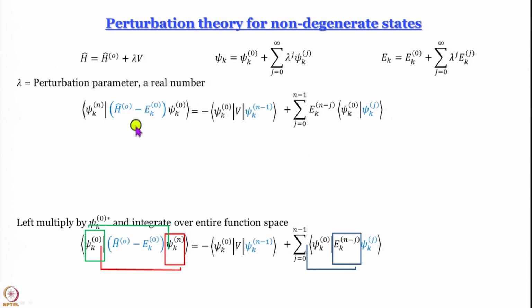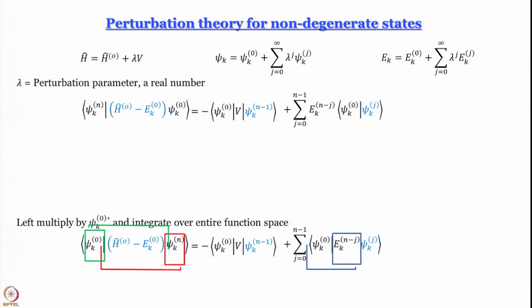We get integral psi_k nth (H 0th minus E_k 0th) operating on psi_k 0th integral over all space is equal to minus psi_k 0th star V psi_k (n minus 1)th integrated over all space plus this summation, where I have taken this energy out of the integral sign, but definitely not outside the summation.